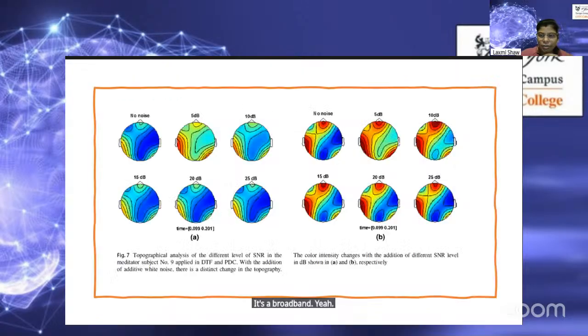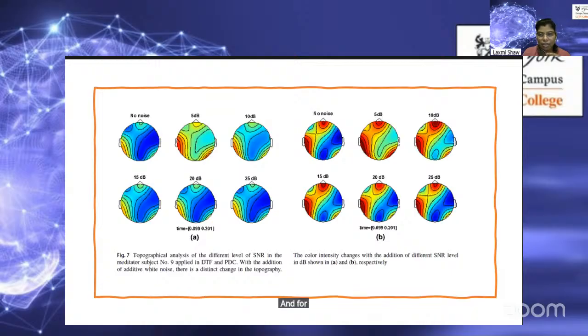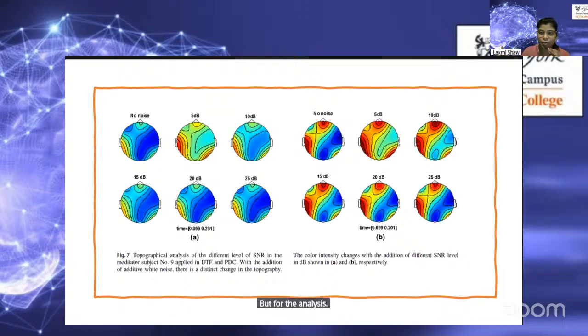Yeah, because we didn't focus on a particular frequency to analyze the brain connectivity estimation, but we can always see the patterns during meditation, so what frequency is more prominent during that time. And for data acquisition, we used a 256 hertz sampling frequency to acquire the data. But for the analysis, we didn't focus on a particular band, though mostly it is 0 to 30 hertz, not beyond that.